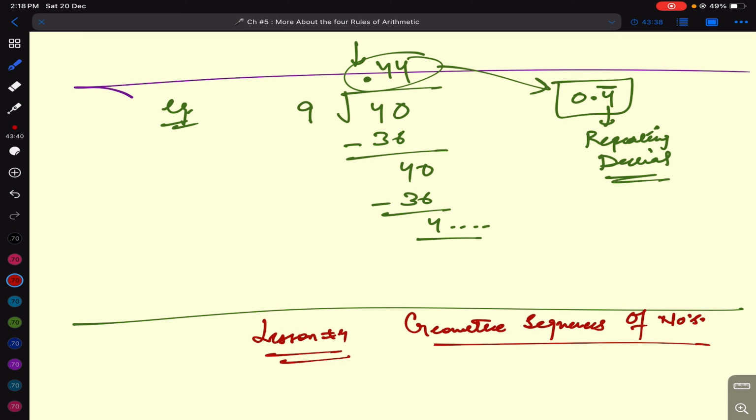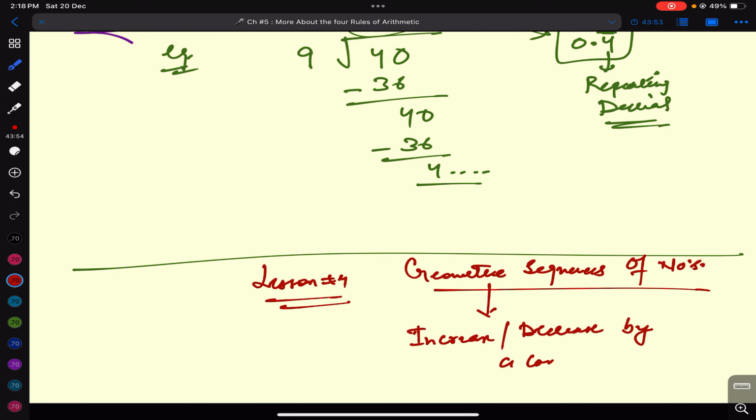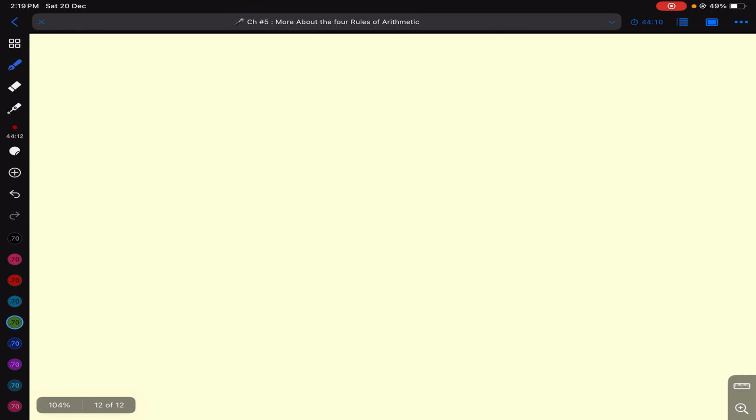So when I say geometric sequence, what do we understand from this? It is either an increase or a decrease by a common factor. So that means the sequence is either increasing or decreasing by a common factor. We call that the common ratio also. So the other name for common factor is common ratio. What do I mean to say? Let's take an example. Let's take a sequence which is 2, 4, 8, 16, 32.